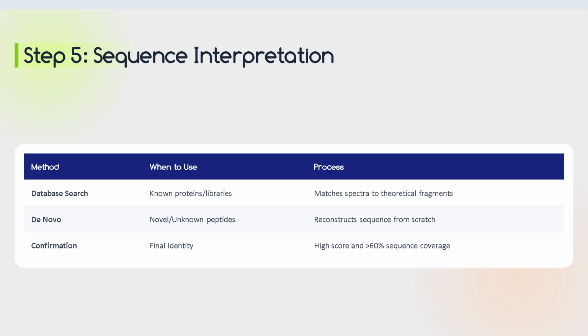Now we interpret those fragments. If the peptide comes from a known protein or library, we use database searching to match spectra to theoretical sequences. But if it's completely novel, we use de novo sequencing and rebuild the sequence from scratch. Finally, we confirm the result with high match scores and good sequence coverage, typically above 60%. That's when we can confidently say, yes, this is the peptide.